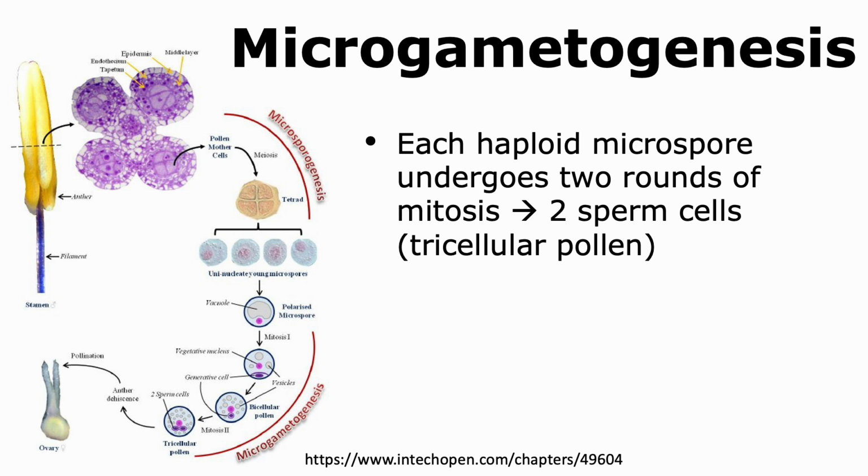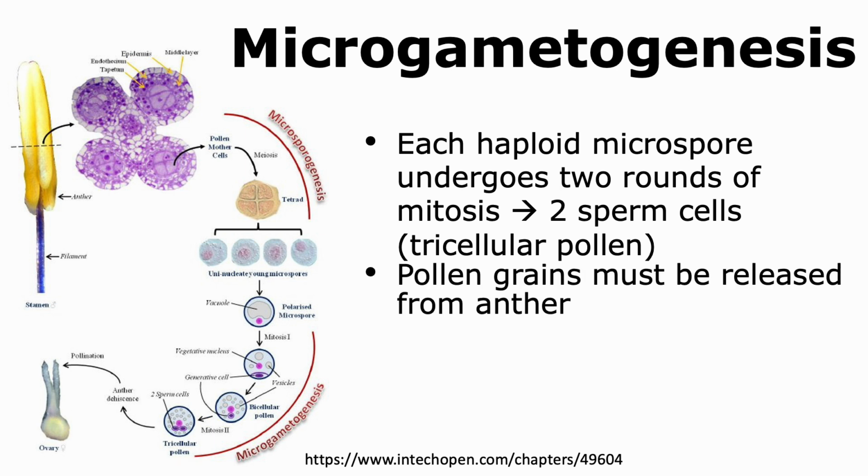Following microsporogenesis is the process of microgametogenesis, which involves the formation of the male gametes. Each haploid microspore that's produced undergoes two rounds of mitosis. Thus, within the pollen grain, the first round of mitosis generates two cells, and in the second round of mitosis, only one of those cells undergoes cell division, and thus the pollen grain now has three cells. Hence, it is called tricellular pollen, and two of those three cells are sperm cells.